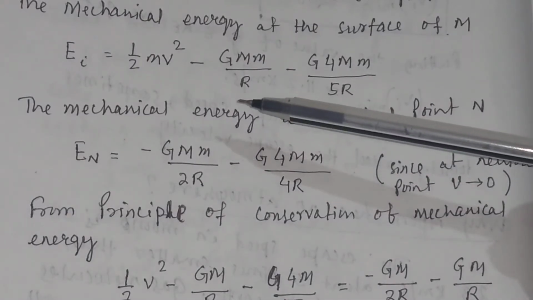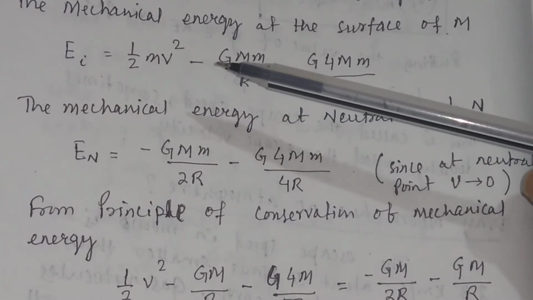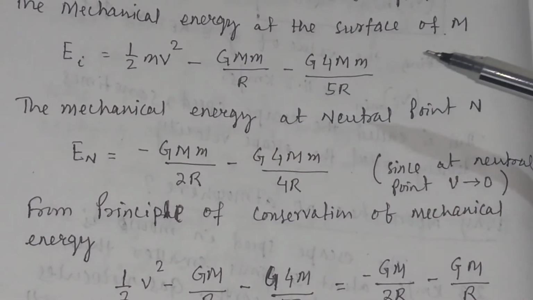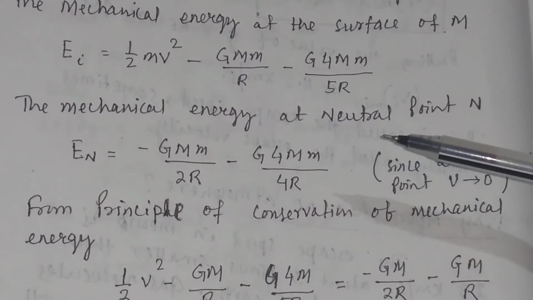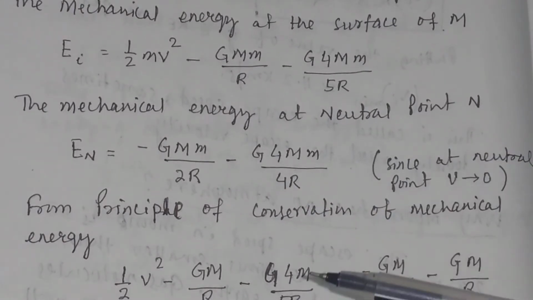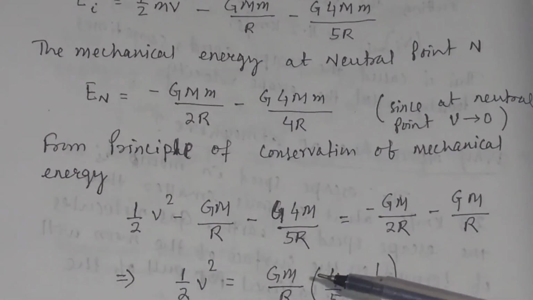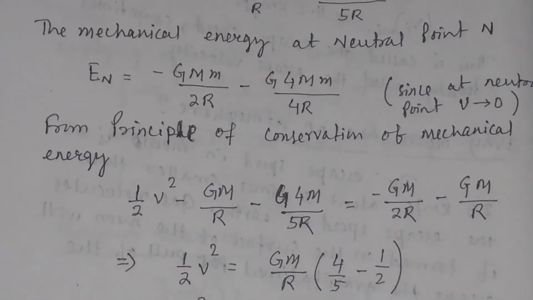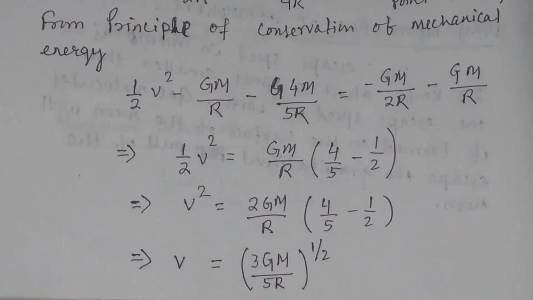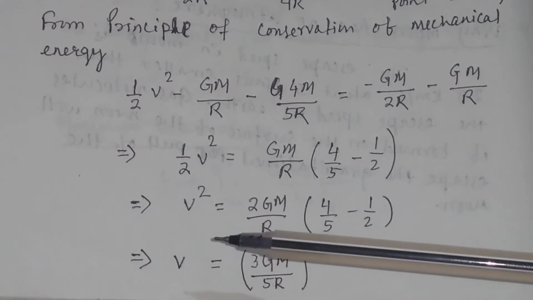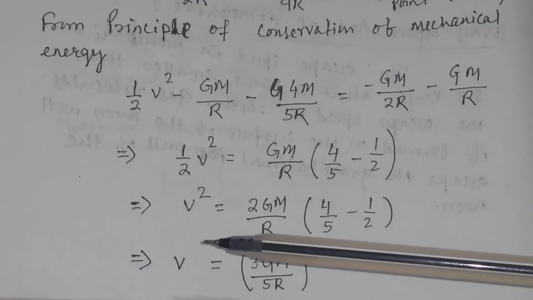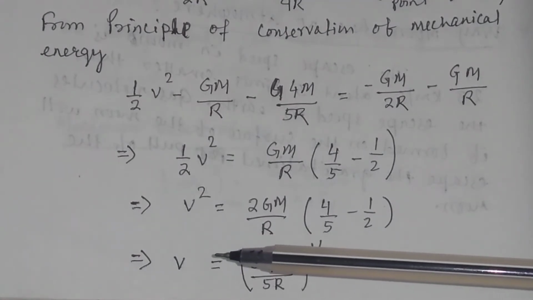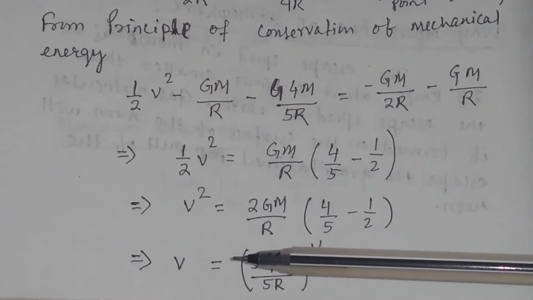And applying conservation of energy, the mechanical energy at the surface of the mass m is equal to the mechanical energy at the neutral point N. So if you equate these two equations, then you will get the speed of the projectile. So this is the minimum speed of the projectile so that it reaches the surface of the second sphere.